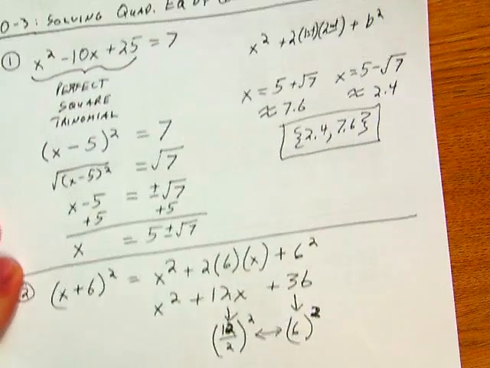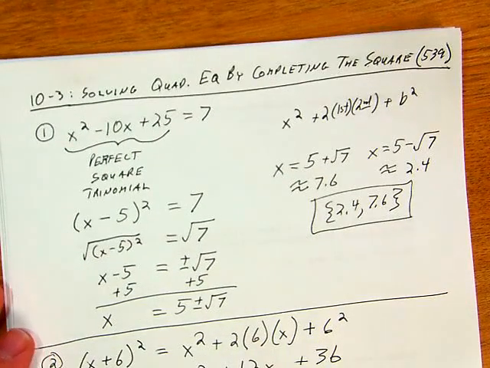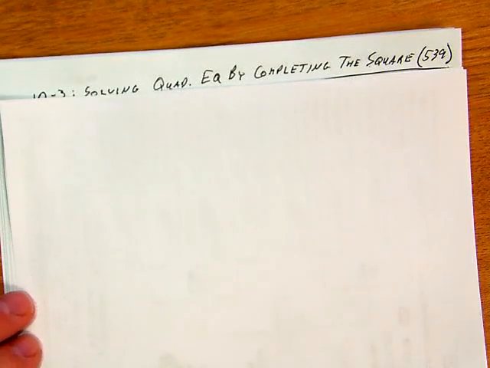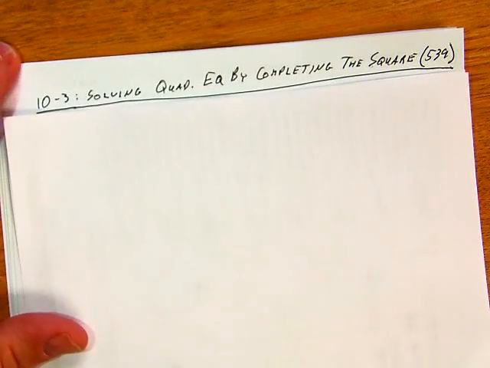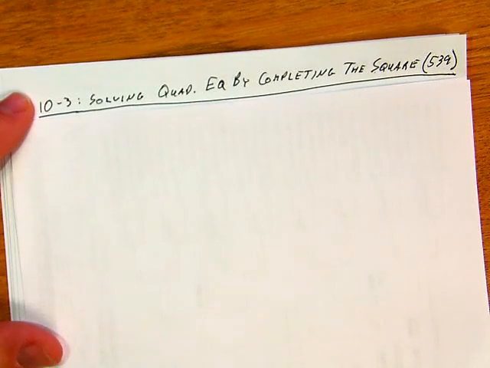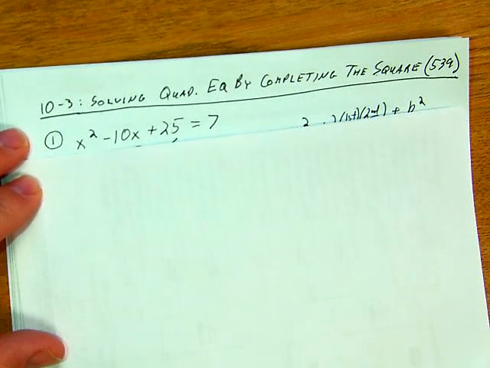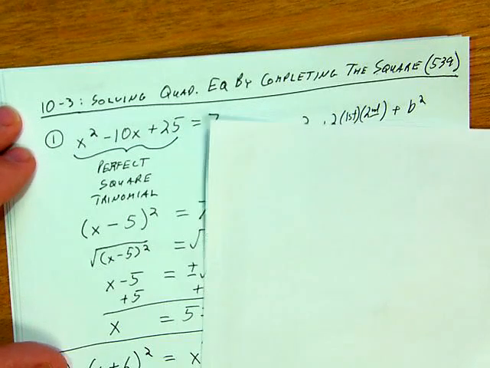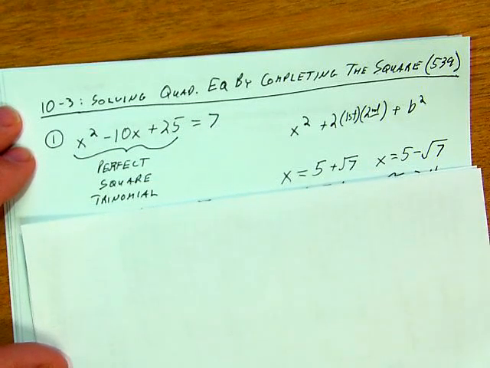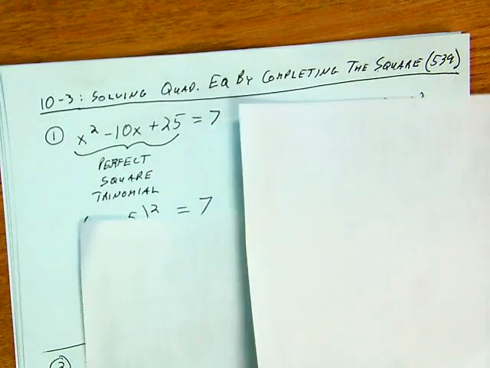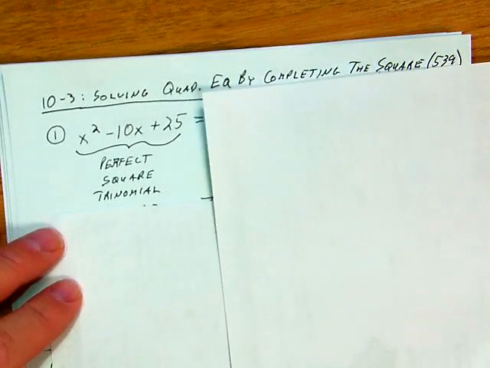Okay, let's look at 10.3, solving equations using the complete the square method, page 539 in your book, right there. Okay, first of all, what we want to look at is an example. Let's say we have the example x squared minus 10x plus 25. Well, the first thing I notice is that that is a perfect square trinomial. Okay? And because that's a perfect square trinomial, there's some things I can do.